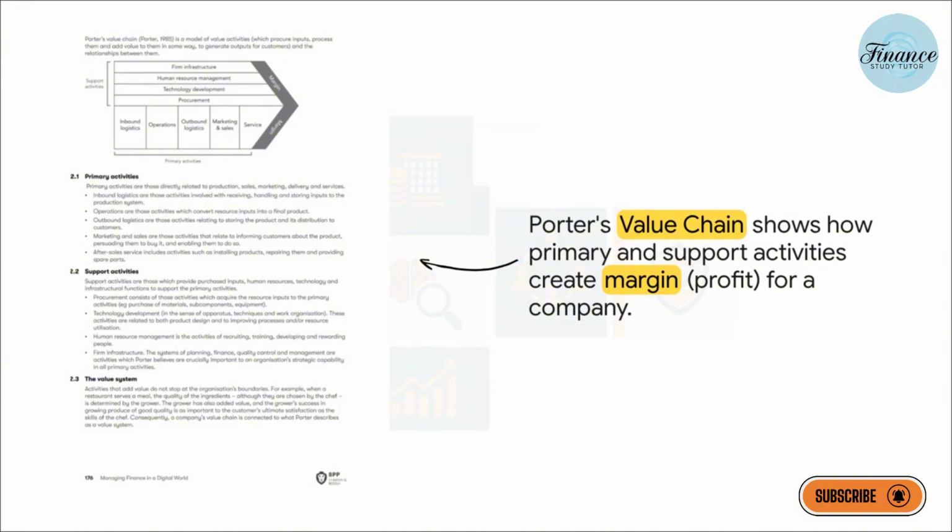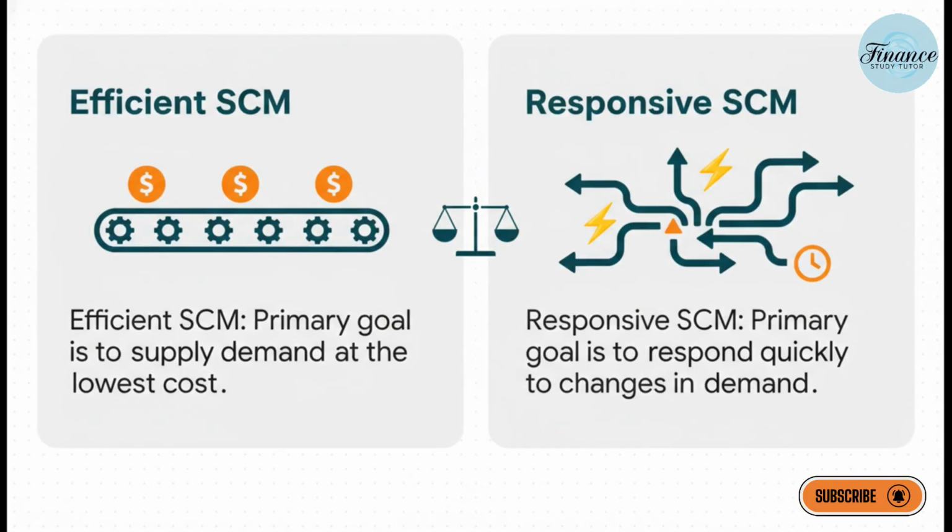improve its final margin. Now, that value chain doesn't just exist in a bubble, right? It's connected to a whole network of suppliers and customers. Managing all those connections? That's supply chain management. We talk about upstream activities. That's everything coming from your suppliers. And downstream activities, which is everything involved in getting the product to your customers.